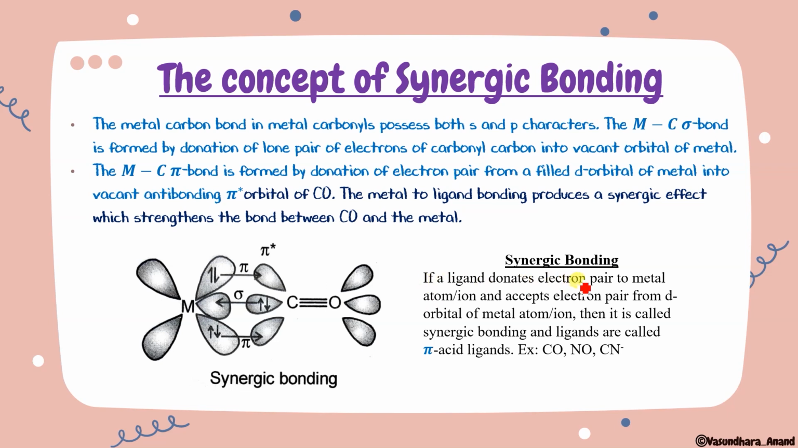If the ligand donates an electron pair to the metal atom or ion and accepts an electron pair from the d orbital of the metal atom or ion, then it is called a synergic bond. In the synergic bond, these ligands are called pi acid ligands. This is also important. Examples are CO, NO, CN, where the carbon gives electrons to the metal, and the filled d orbital of the metal gives electrons to the anti-bonding orbital of carbon.